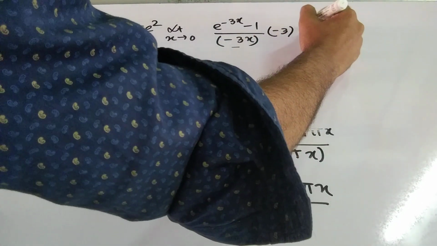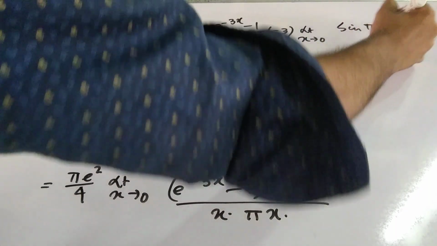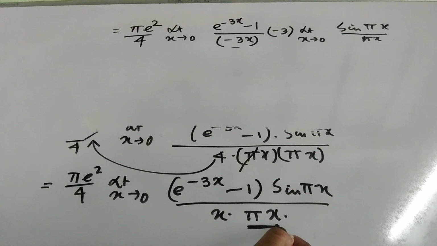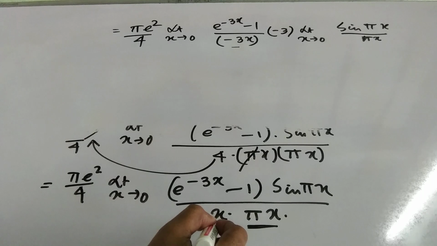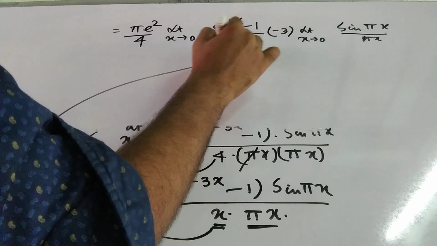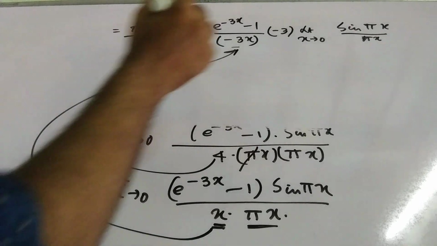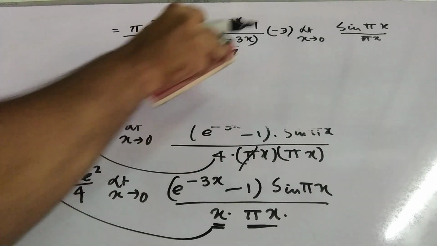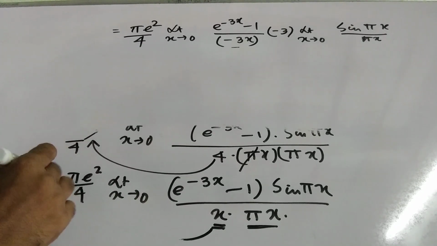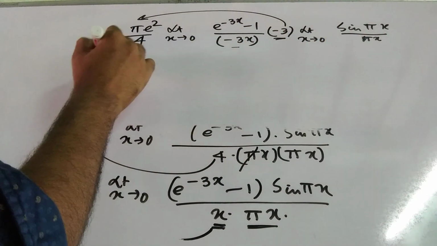Another limit will be limit x tends to 0 sine pi x by pi x, right? Sine pi x I am taking from here and pi x I am taking from here. x I have in the denominator, so I am taking x from this x. Okay, so what I have done extra, minus 3 I have multiplied in the numerator, also divided by minus 3. So you can understand that in this expression minus 3 is extra and that is a constant that can also come out of the limit.